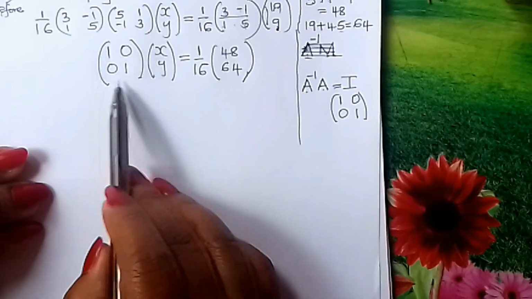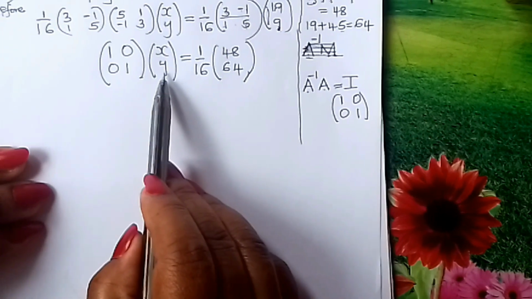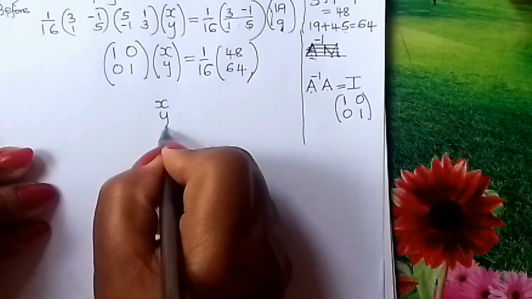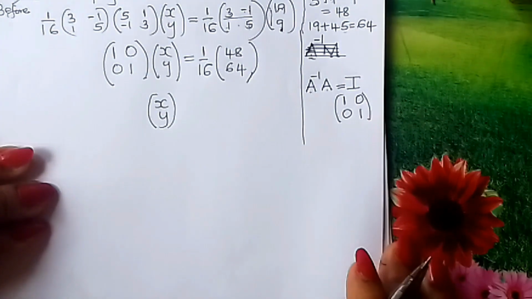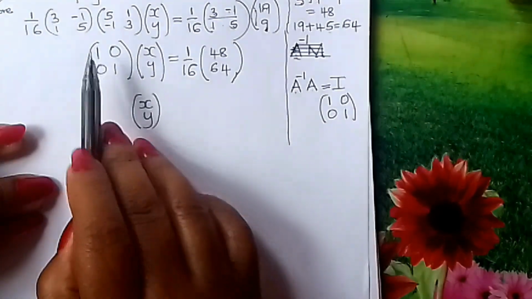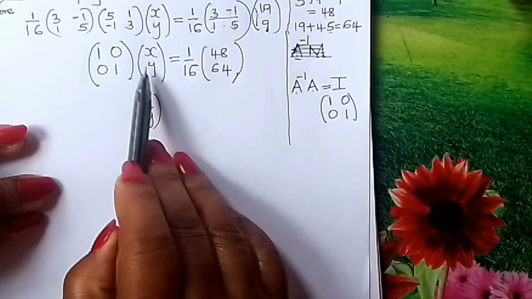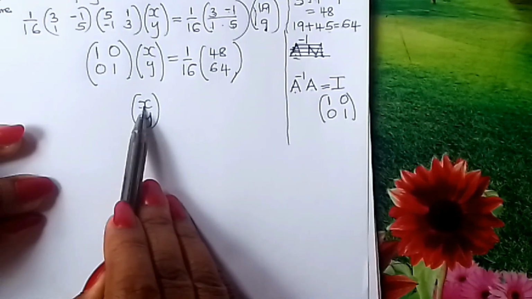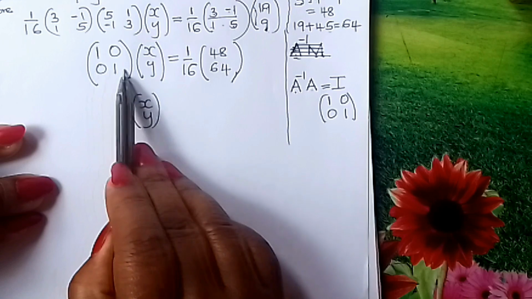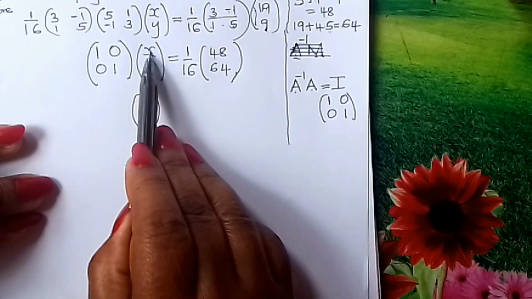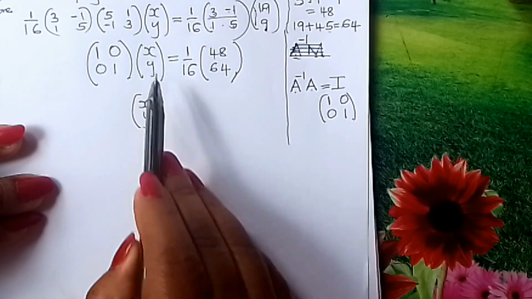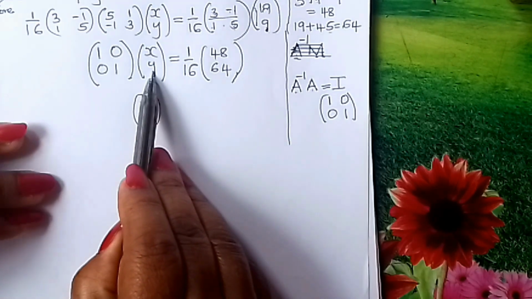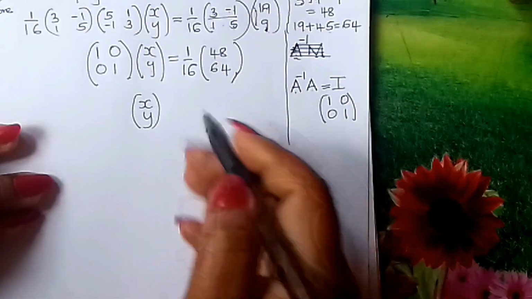An identity matrix times a matrix does not change the matrix. The matrix remains the way it was. In other words, if you said row times column, you see this would be x plus 0 gives you x. We go to the second row. This times this is 0 plus y gives you y. So identity matrix times a matrix, you get the same matrix.